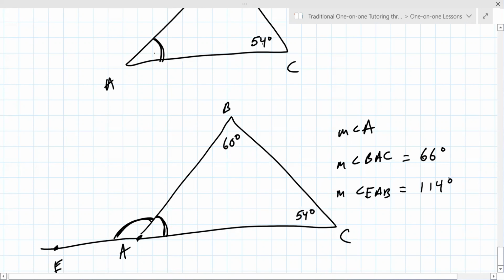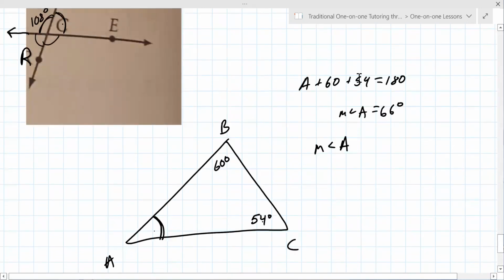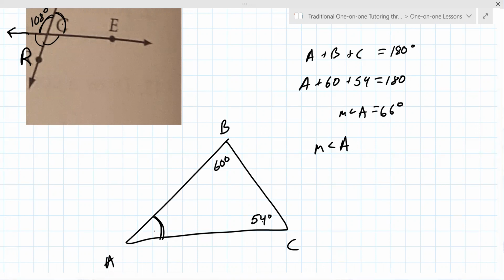Okay, wait. So in order to get, is it 66 because you add together the 60 and the 54? Yes, in a triangle, the three angles A plus B plus C have to equal 180 degrees. Okay. So if B is 60 and C is 54, you can solve for the measure of the angle. Okay, so ABC equals 180.